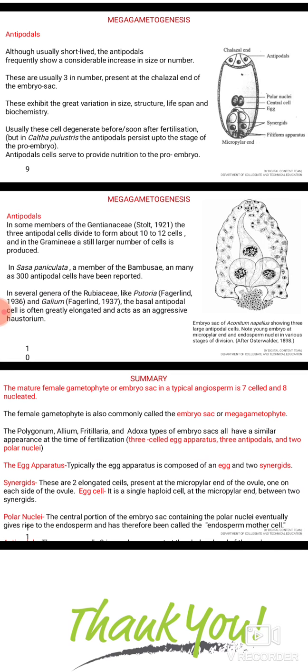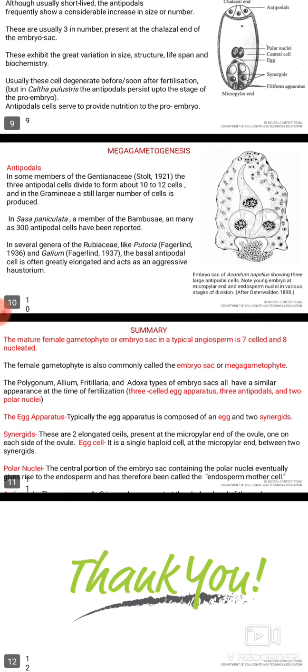The summary. The mature female gametophyte or embryo sac in a typical angiosperm is 7-celled and 8-nucleate. The female gametophyte is called the embryo sac or megagametophyte. The Polygonum, Allium, Fritillaria, Adoxa type of embryo sac all have a similar appearance at the time of fertilization. That is, they have 3-celled egg apparatus, 3-celled antipodals, and 2 polar nuclei.